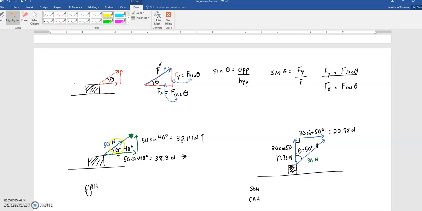What you do is you take the amount of force given, which is 50 newtons, or it could be 30 newtons for this problem, and you find out the hypotenuse, the adjacent, and the opposite, and then you're able to use the rules that I showed you to break these forces up using sine and cosine into their horizontal and vertical forces. And that's where we'll start off with problems really soon.